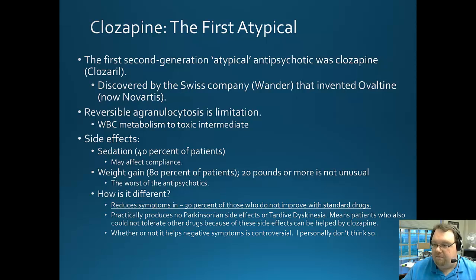So Clozaril. Clozaril was your first second generation atypical antipsychotic. It was actually made by the same company that made Ovaltine. It's now called Novartis. And with this, good and bad things. So let's talk about the good first. Down here is a very good part. In people who did not respond to the typical antipsychotics, about 30% of those did improve with this medication. So it's helping a lot of treatment-resistant people, so that's notable.